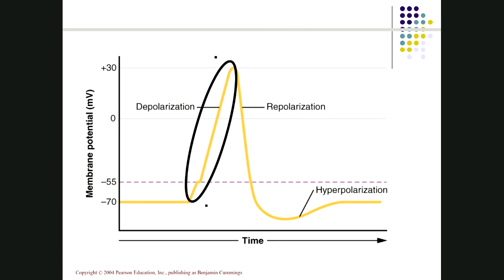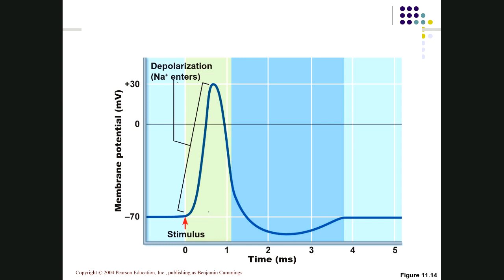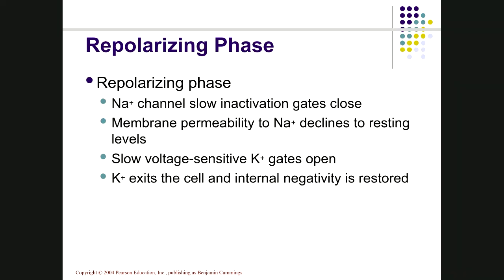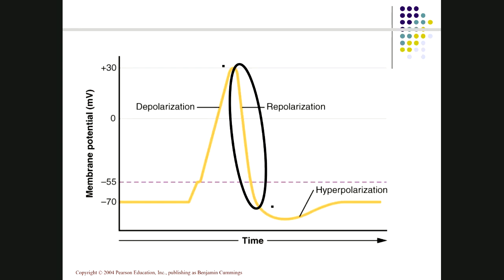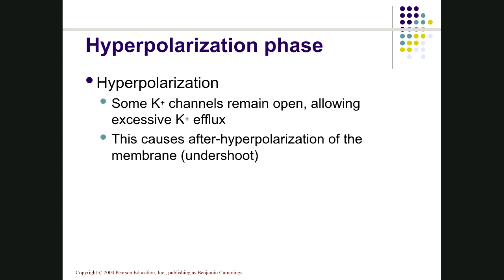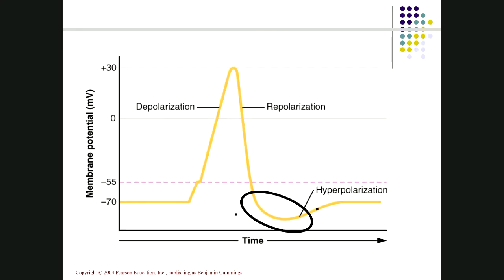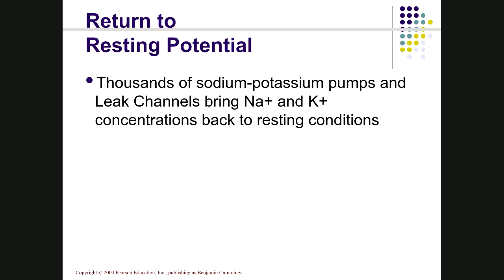That's this part here. When we reach +30, the channels of sodium are going to close, and the potassium channels are going to open, and potassium is going to leave the cell. So that's this phase here. And then when we reach down about -90, potassium channels are going to close, and we're going to get a return to resting potential. And remember, it's the pumps and the leak channels that are going to return us to resting potential.